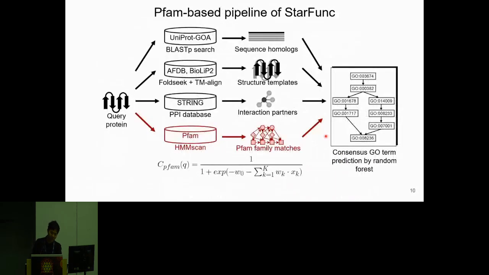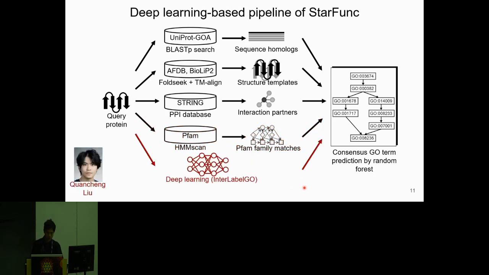So the fourth component method of StarFunc is based on Pfam families identified by hidden Markov model scan of the query protein through the Pfam database. We train one logistic regression model per GO term, and the feature xk indicates whether the protein sequence matches the k-th family in the Pfam database. So the last component method is based on the deep learning model InterLabelGO, which is developed by Chengxin, who will make a more detailed presentation on the model later this afternoon. So I'm not going into detail on how the deep learning model works here.